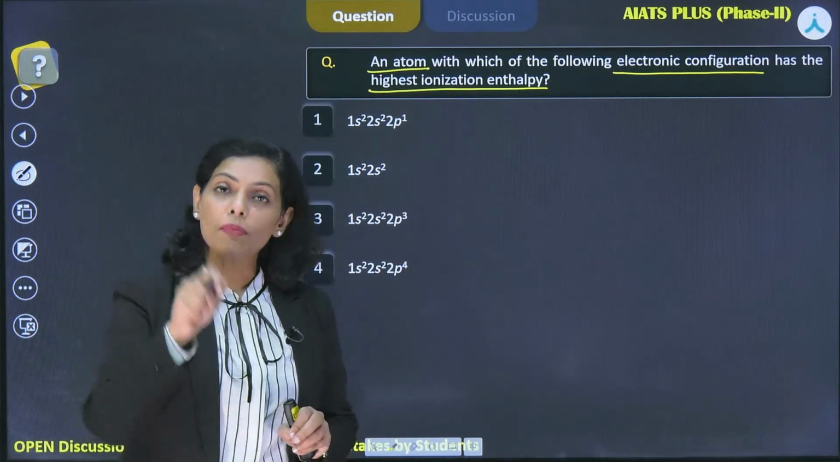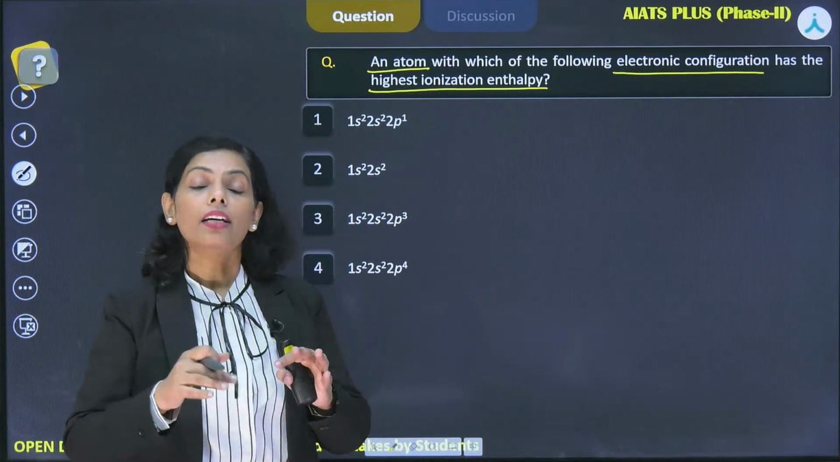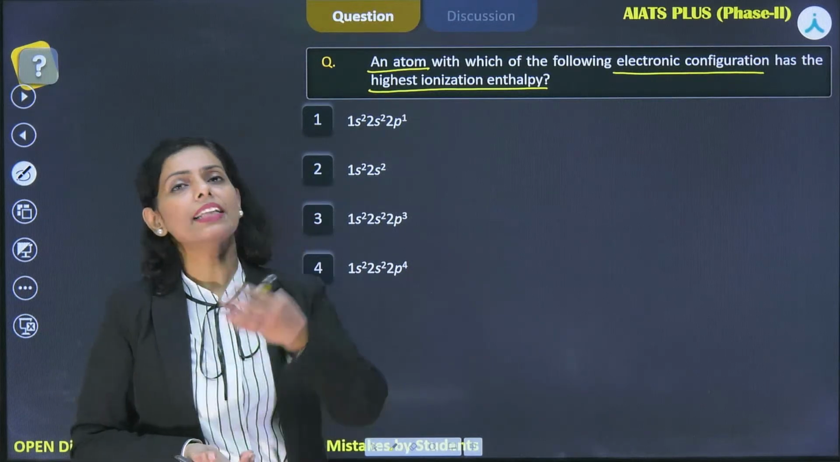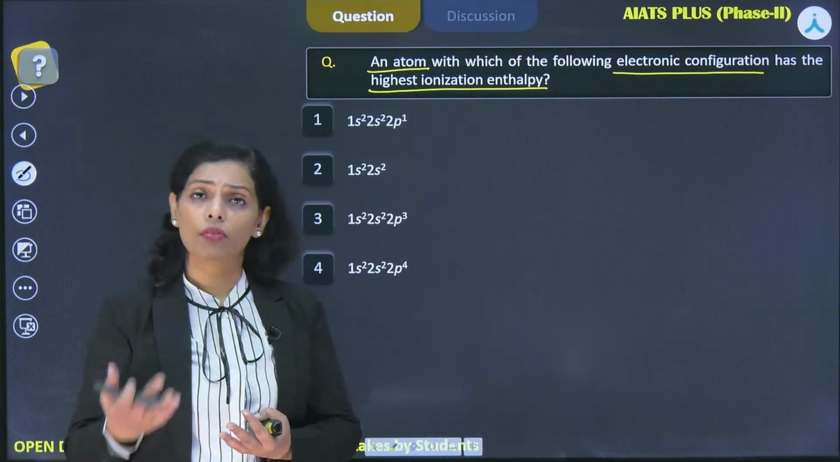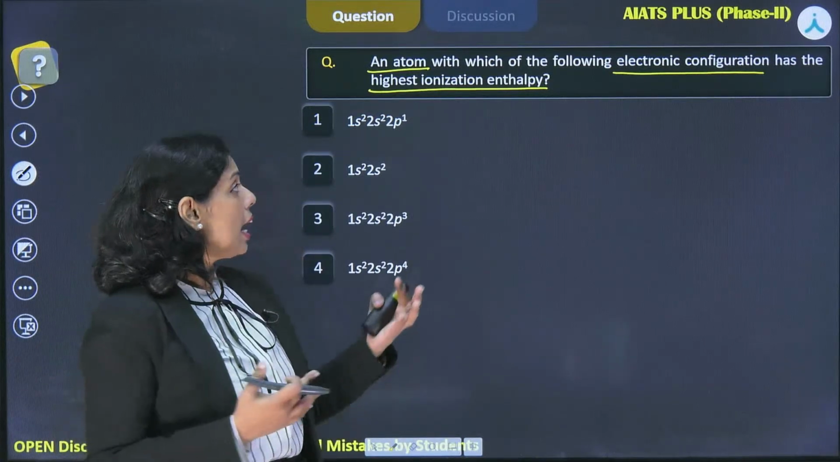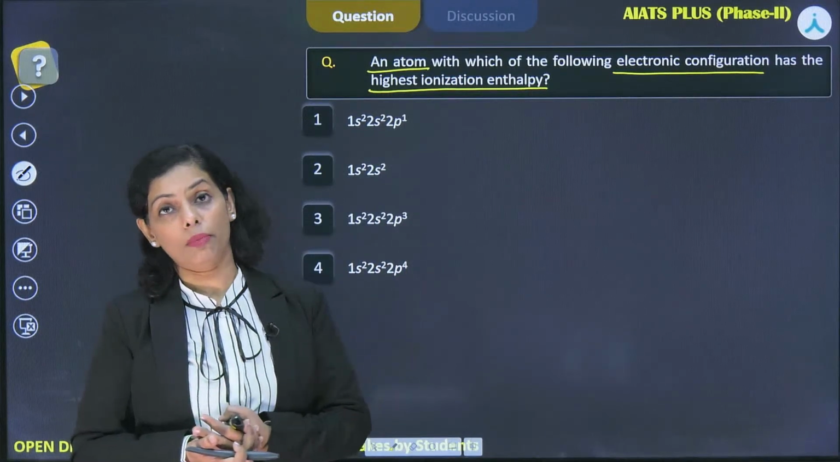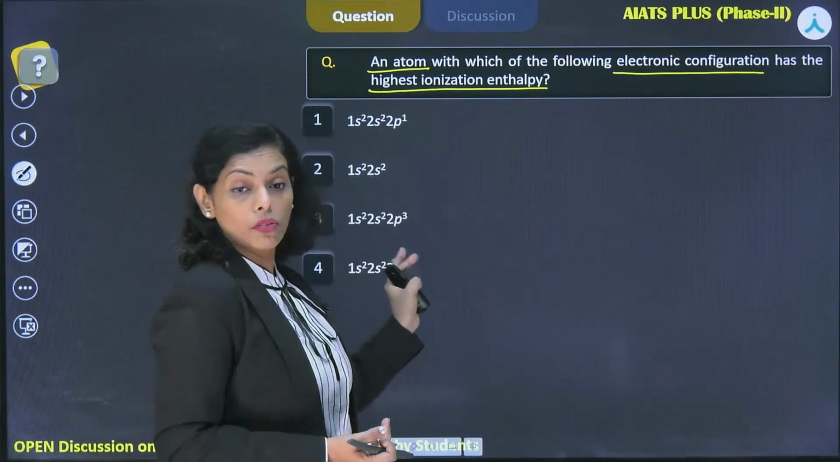Now if you have a stable species, then you need to provide more energy, like in the inert gases. They are inert, they have the complete octet, they don't have the nature to react, and that's why they have higher ionization enthalpies. So we have to look at the configurations given.